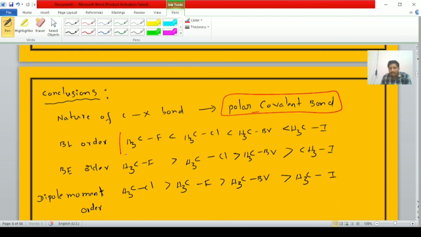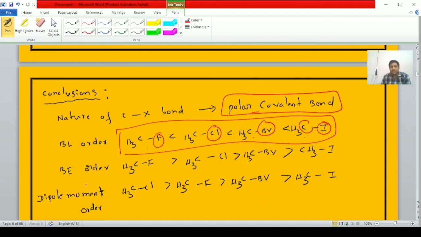Next, the bond length order of the carbon-halogen bond in methyl halides. Fluoromethane has a shorter bond length than chloromethane, than bromomethane, than iodomethane. The bond length increases from carbon-fluorine to carbon-iodine because the size of the halogen atom increases. The bond energy decreases from fluoromethane to iodomethane, because bond length is inversely proportional to bond energy.